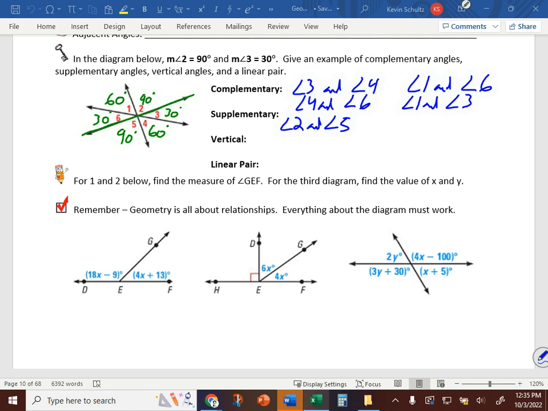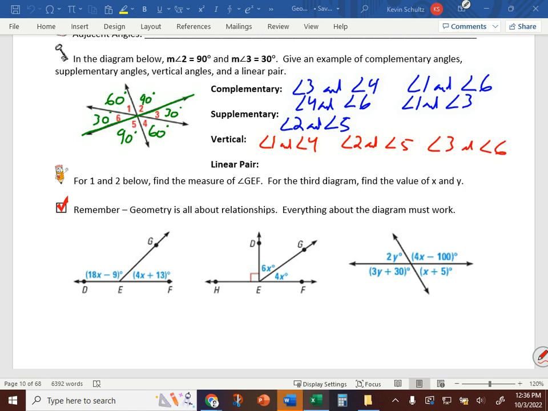Vertical angles. Let's get some new people. People haven't heard from me yet today. Give me a pair of vertical angles. Sophie. 1 and 4 are vertical angles. Angle 1 and angle 4. Another pair, Max. 2 and 5. And give me a third pair, Alexis. 3 and 6 are all vertical angles.